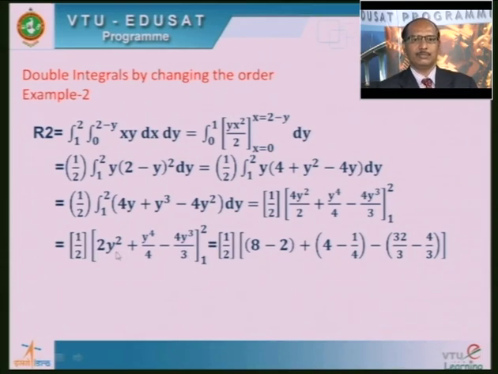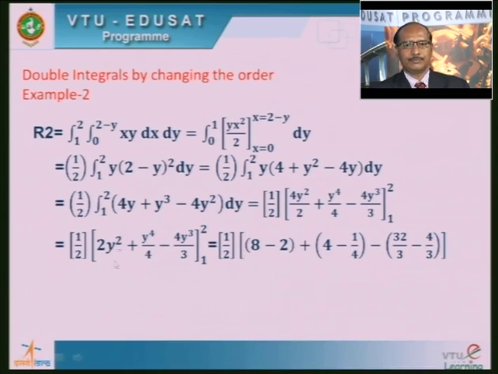So in 2y square, put y equal to 2. 2 square, that is 4 into 2, 8, that is the upper limit value, minus the lower limit, y equal to 1, that is 2 into 1. So 8 minus 2 is the simplification of the first term.